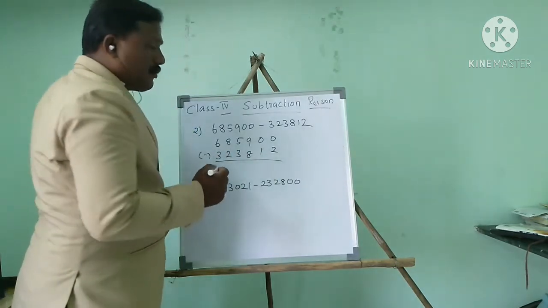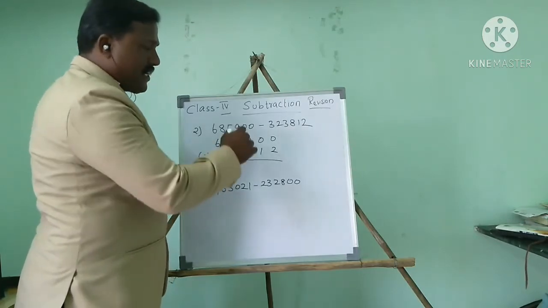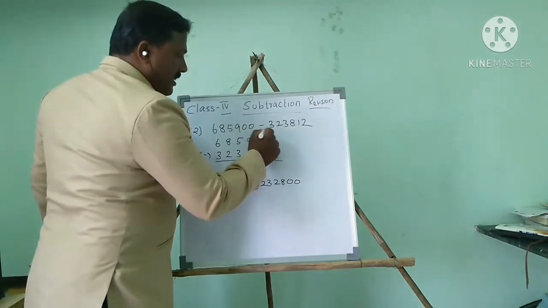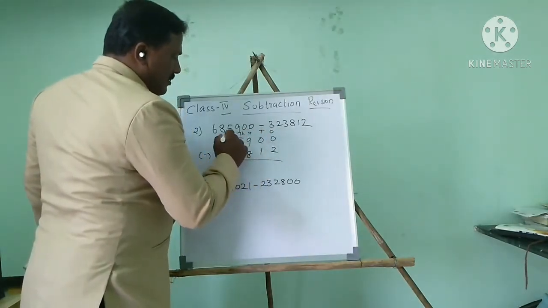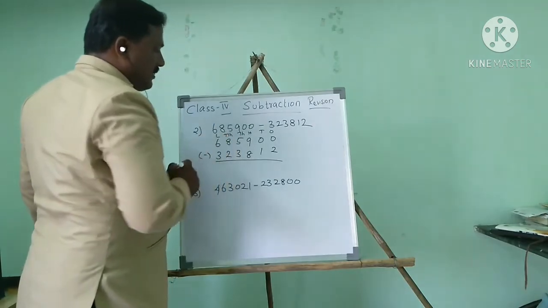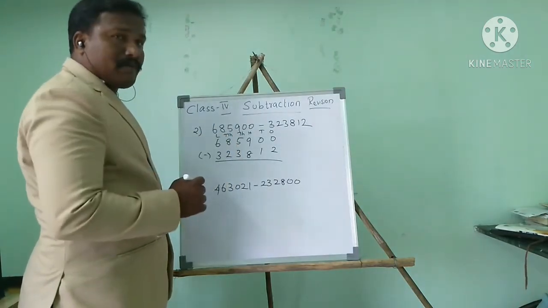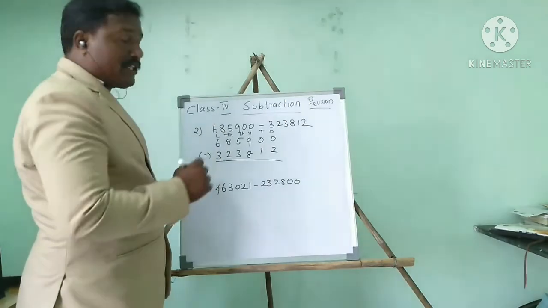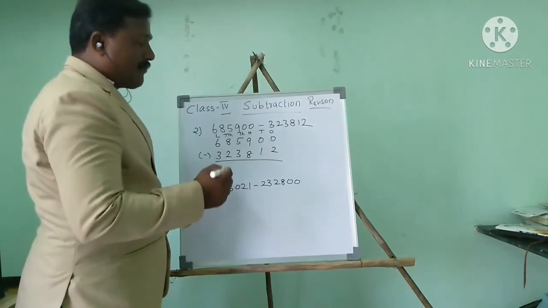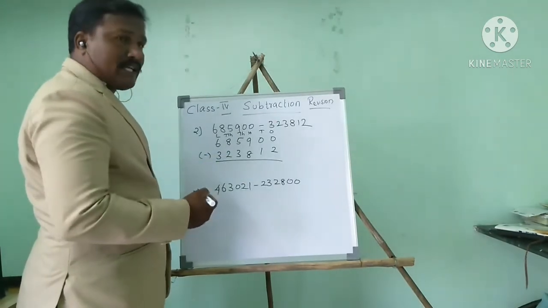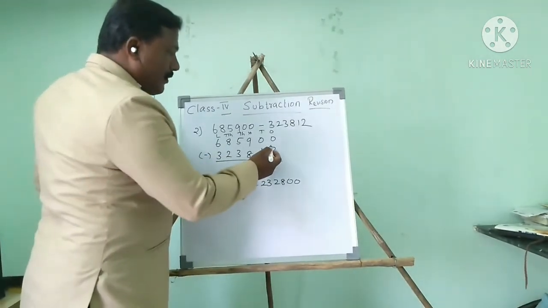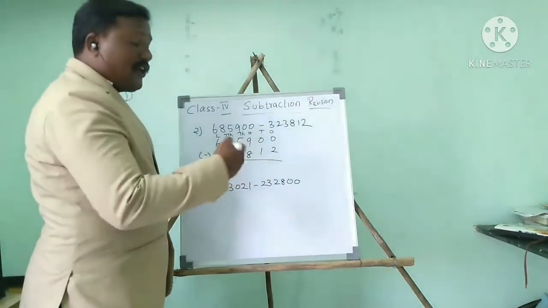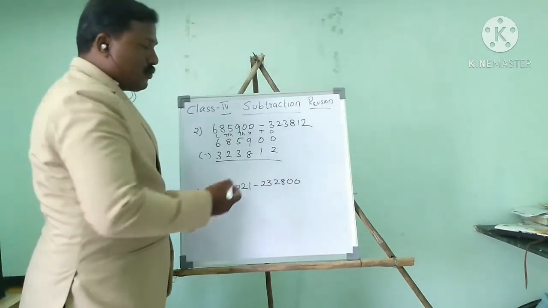If you want, write a place value table above these numbers: ones, tens, 100, 1000, 10,000, lakh. For your identification purpose, you can write the place value table above, so you can easily identify which number you are going to subtract. Now see, minuend is 0, subtrahend is 2.